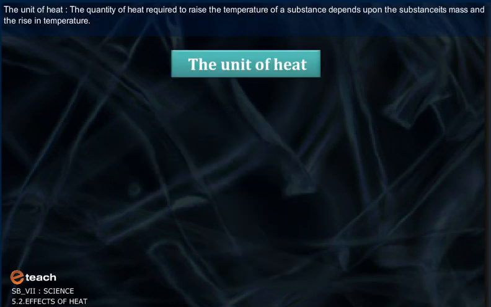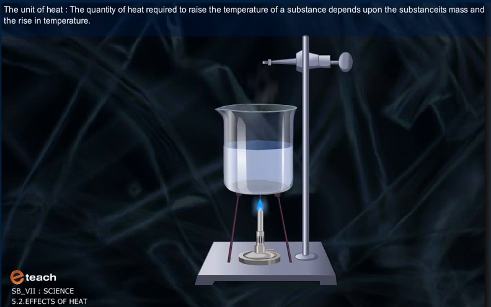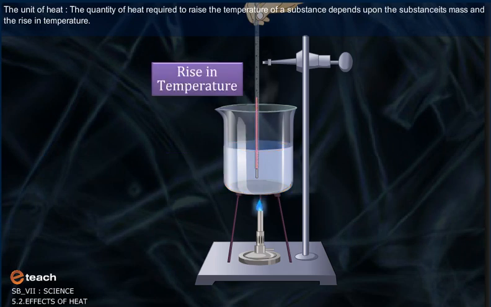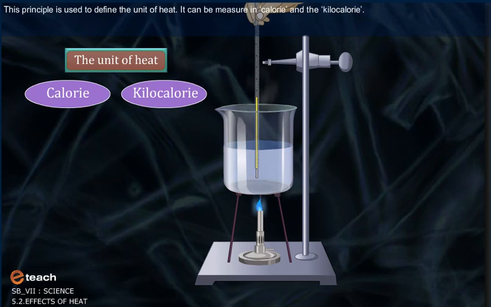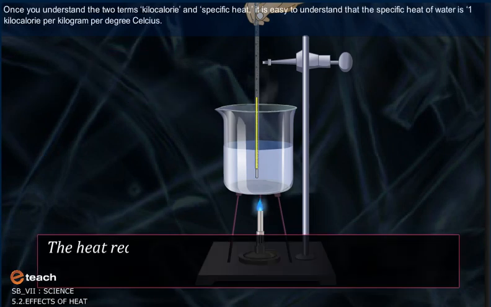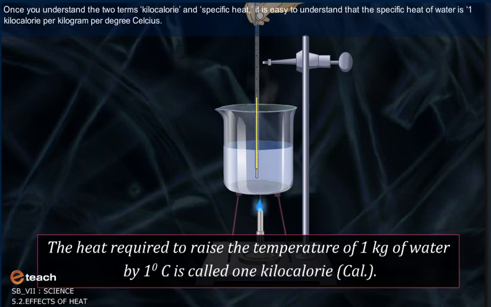The unit of heat. The quantity of heat required to raise the temperature of a substance depends upon the substance, its mass, and the rise in temperature. This principle is used to define the unit of heat. It can be measured in calorie and the kilocalorie. Once you understand the two terms, kilocalorie and specific heat, it is easy to understand that the specific heat of water is 1 kilocalorie per kilogram per degree Celsius.